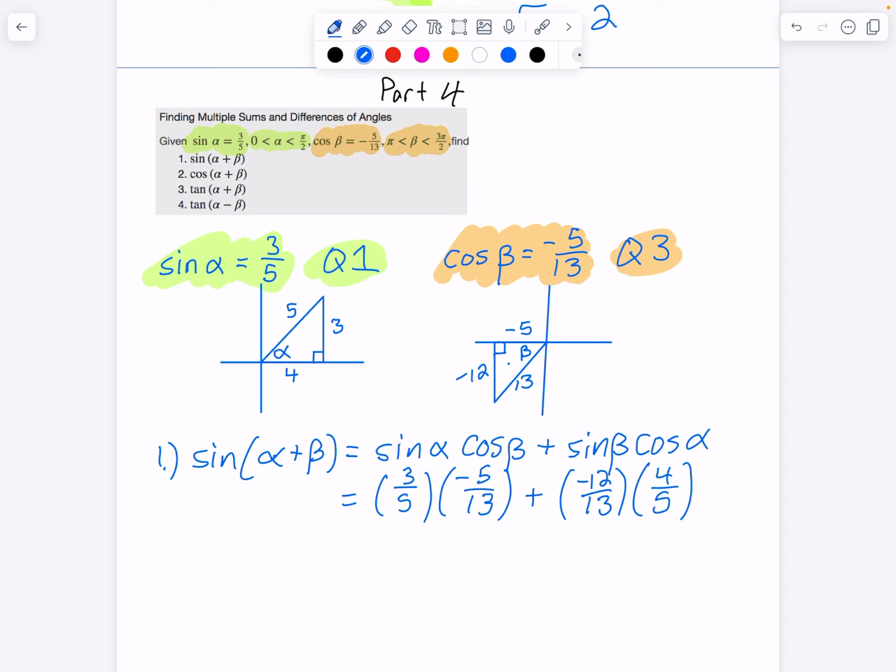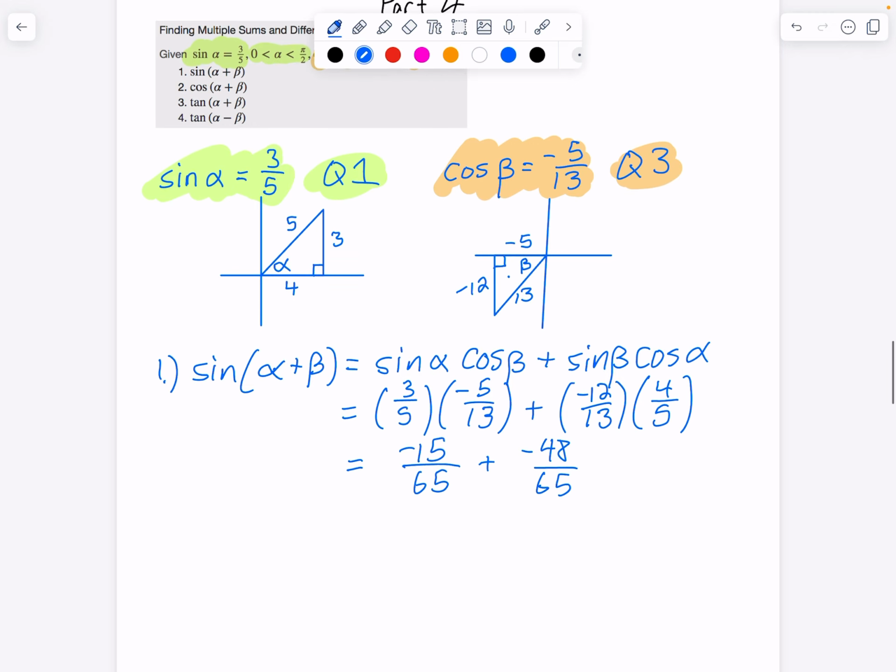So we drew our triangles given the information we had and the Pythagorean theorems, and then we just plugged them in. Okay, this becomes -15/65. 5 times 13 is 65. And then plus -12 times 4 is -48. I'm not going to reduce anything because I'm going to add them first. Okay, so if I add those together, what is that? -63/65. And we're done. What's great about these triangles is now we can do 1 through 4 just pretty quickly.